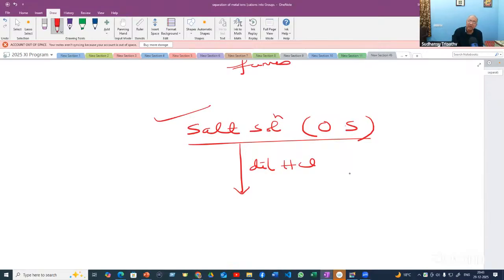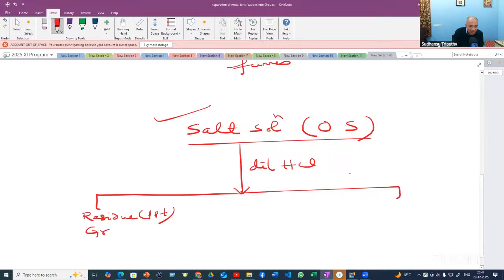Still doesn't dissolve, then add nitric acid. Still doesn't dissolve, aqua regia. So there are so many, you can go up to aqua regia. So prepare a salt solution, then add dilute HCl. Then if there is a precipitate, this is called the residue, meaning precipitate.